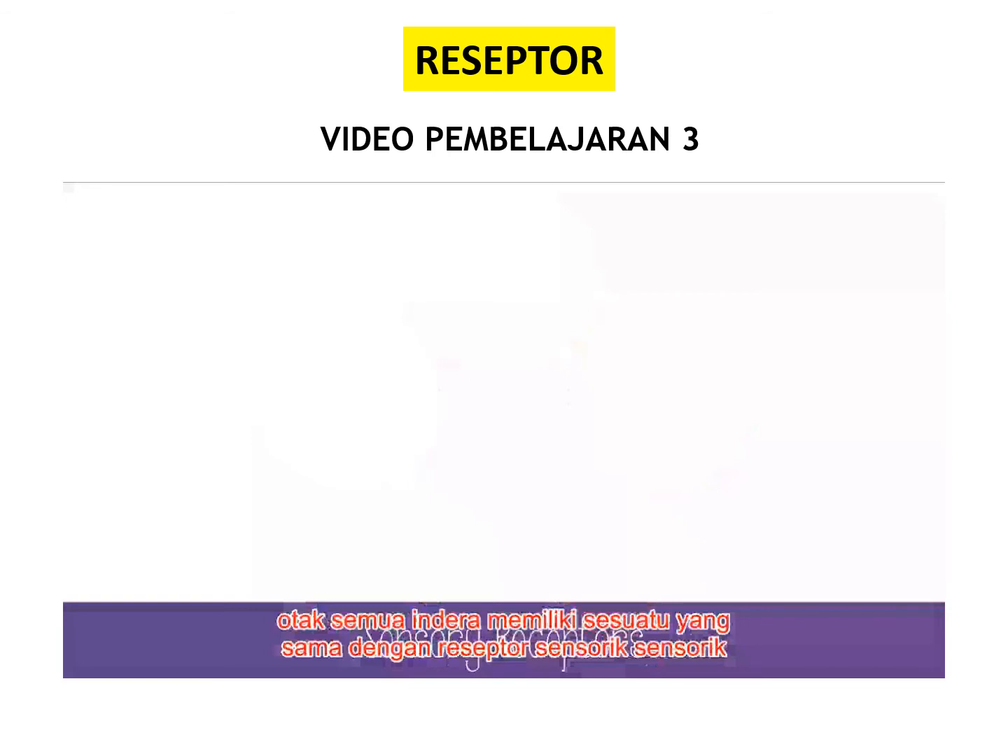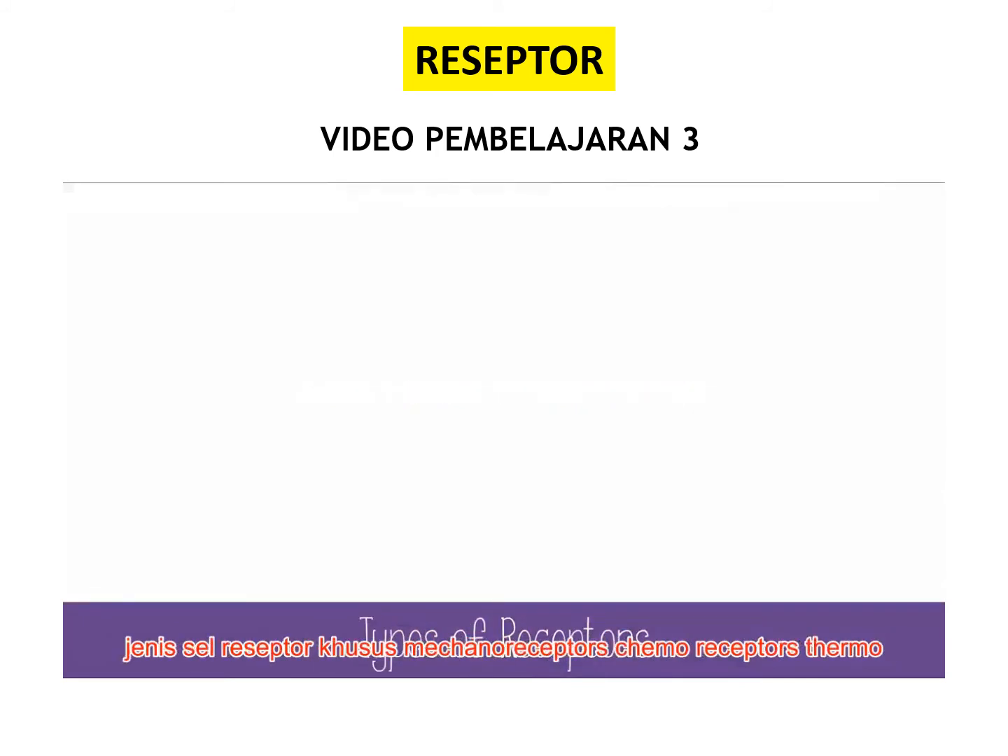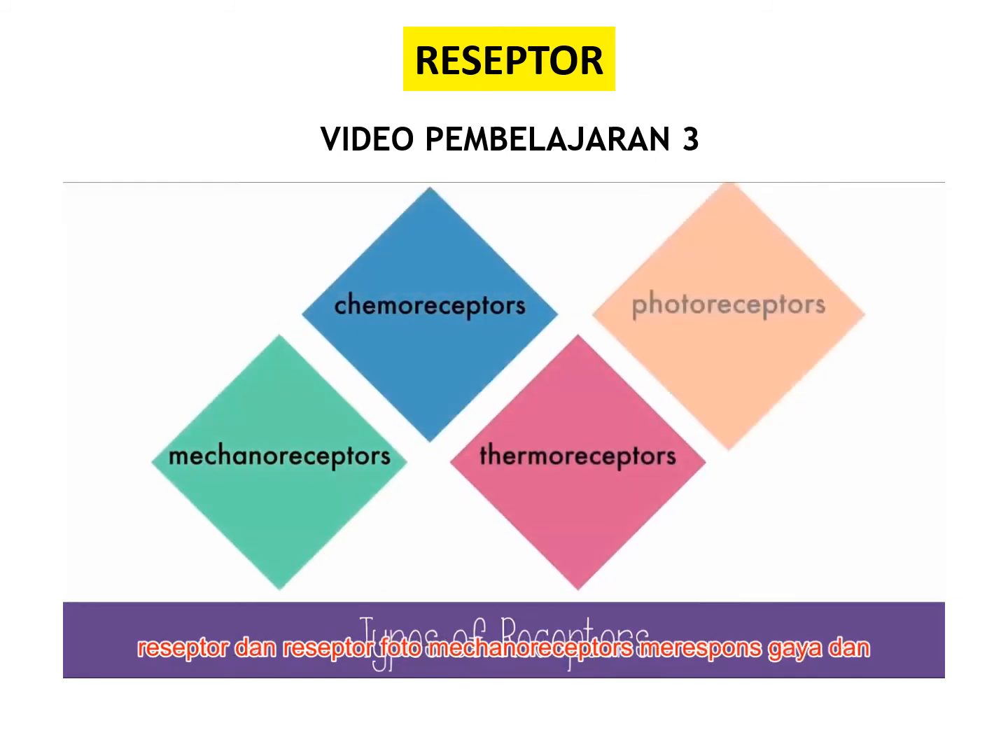All of the senses have something in common: sensory receptors. Sensory receptors detect changes in the environment. We'll look at 4 of the specialized receptor cell types: mechanoreceptors, chemoreceptors, thermoreceptors, and photoreceptors.